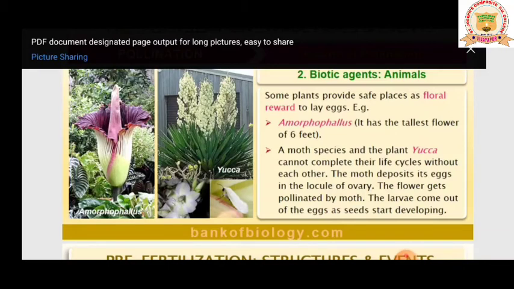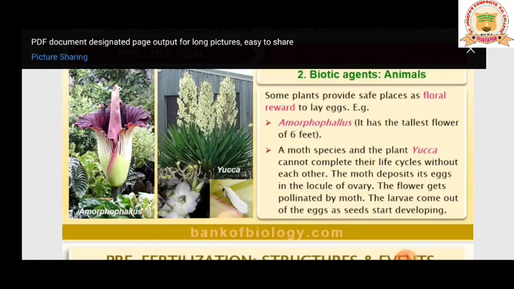The example is Amorphophallus. A species of moth and the plant Yucca cannot complete their life cycle without each other. See the symbiotic nature you are going to see here. Symbiotic relationship you can see here. The plant Yucca is allowing the moth species to lay the egg inside the ovary. The moth deposits its egg inside the locule of the ovary. The flower gets pollinated by the moth.